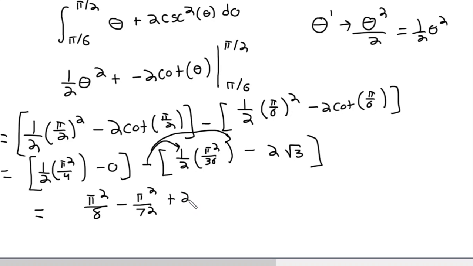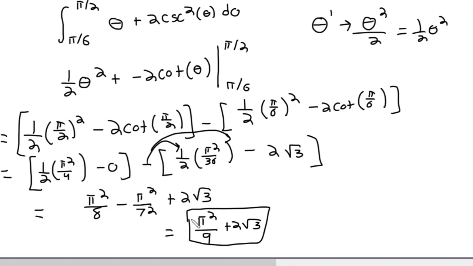a positive 2/3. And then if I want to, you can leave it like this, but if you want to simplify it even more, you could just say pi squared over 9 plus 2 rad 3. And that's your answer right there. So pretty messy answer. Sometimes these integrals can have really clean answers, like 1 or something, or 5. Other times they can have pretty messy results. So that's really it for this one.